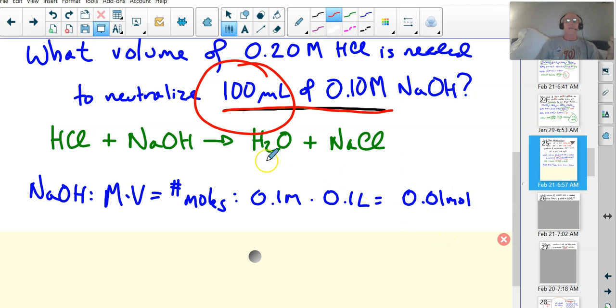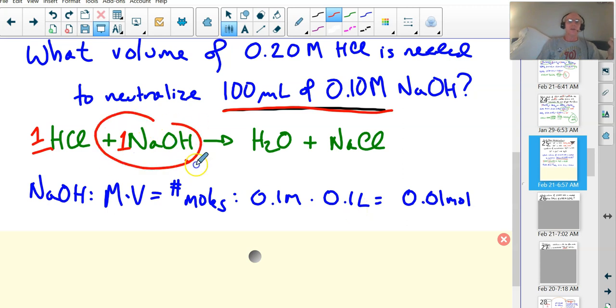All right. Now, notice that this stoichiometry is, there's understood 1-to-1 here. So if we know moles of NaOH, and we do right there, that means we know moles of HCl needed to neutralize that, which is 0.01 moles.